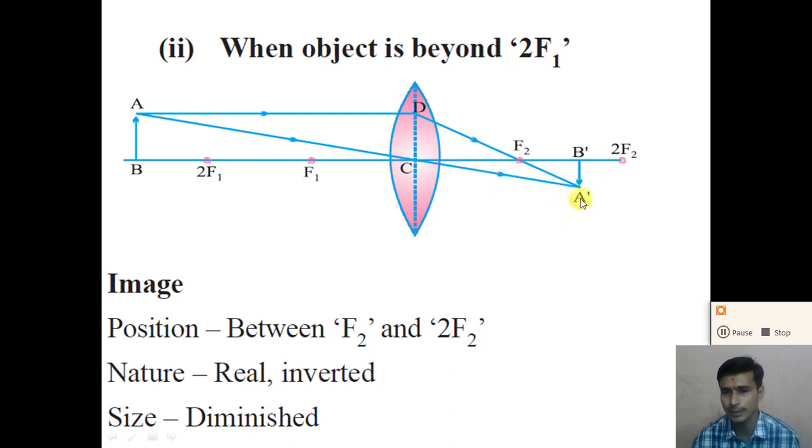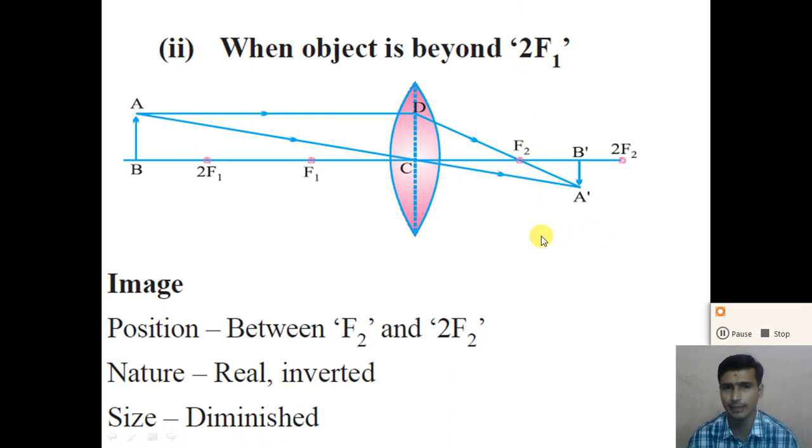So we can say that at this point A dash B dash, the image of the object AB will be formed. So dear student, where will the image be produced? The image will be produced between the F2 principal focus and 2F2, that means the center of curvature. So the position of the image is between F2 and 2F2, the nature of the image is real and inverted, and the size of the image is diminished, that means smaller than the object.